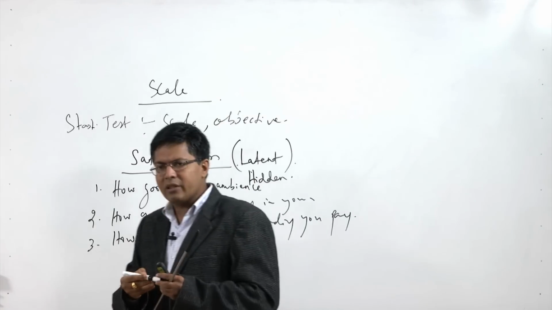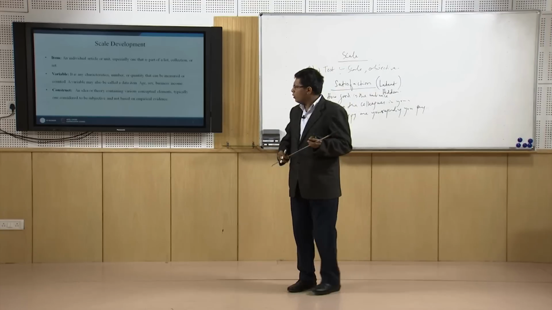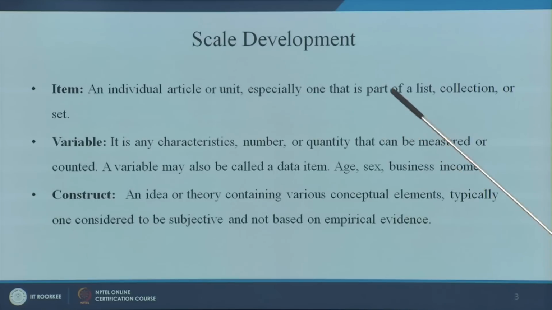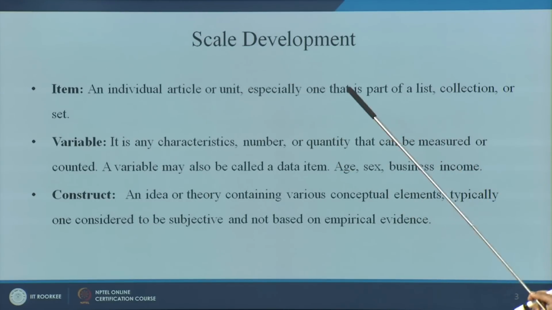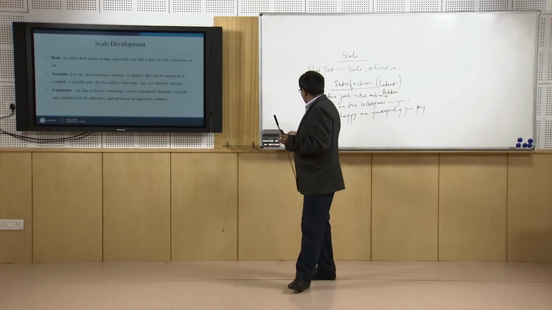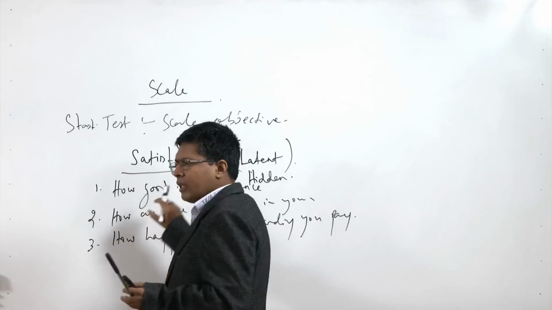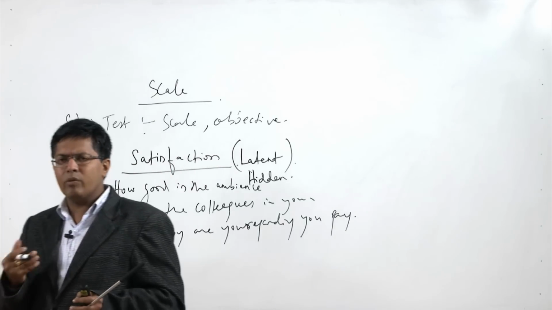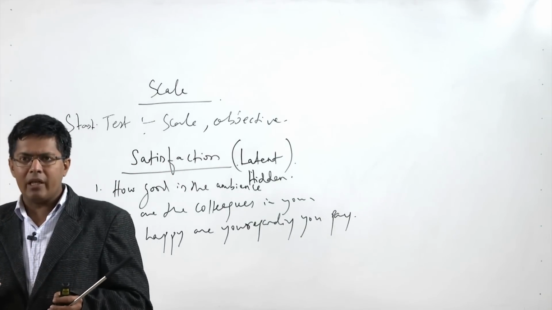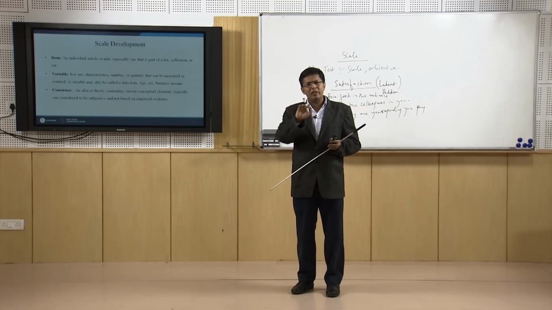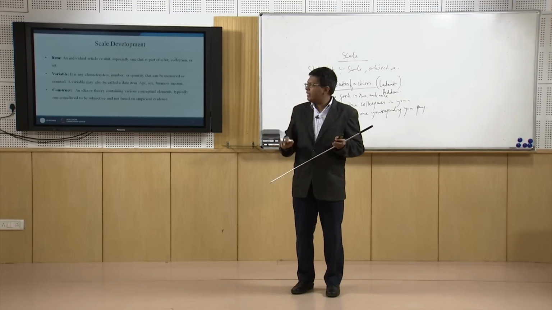So, these are questions, these are basically the items. So, these are the items we are talking about, they are part of the units, especially that is part of a list or collection of sets. So, this entire collection we are doing on satisfaction. So, each is an item that we have asked. So, in a questionnaire you will see there are a number of items, or each question can be described as an item, you can understand that way, right.